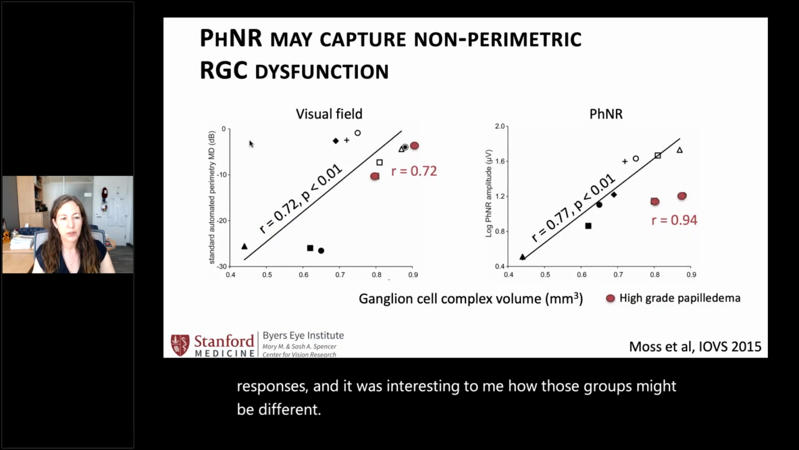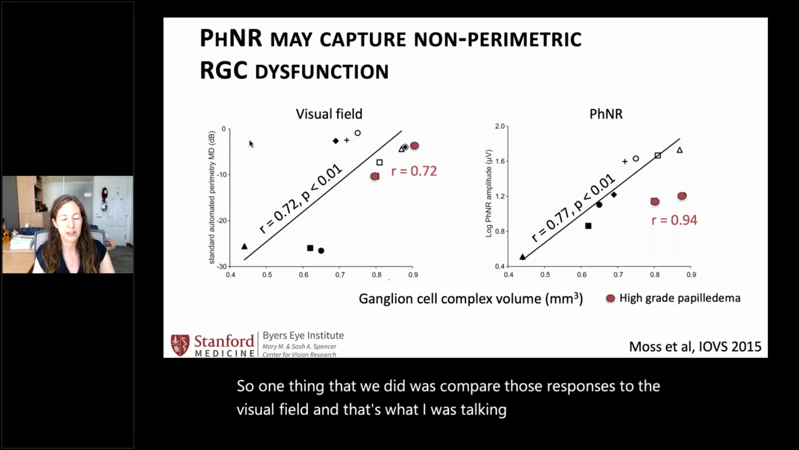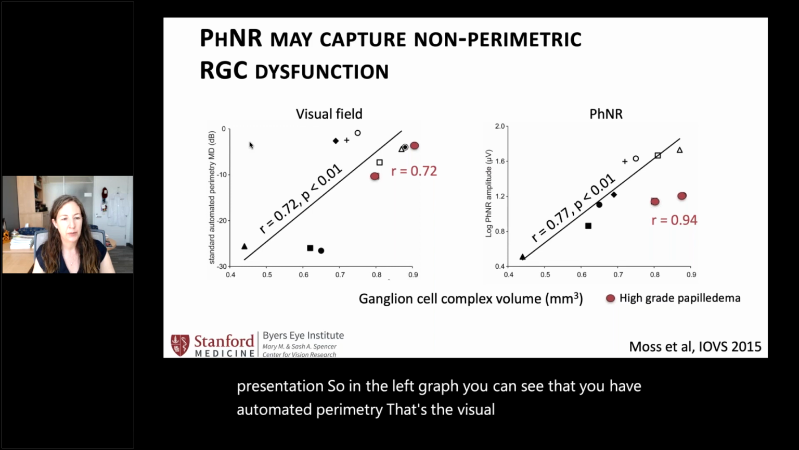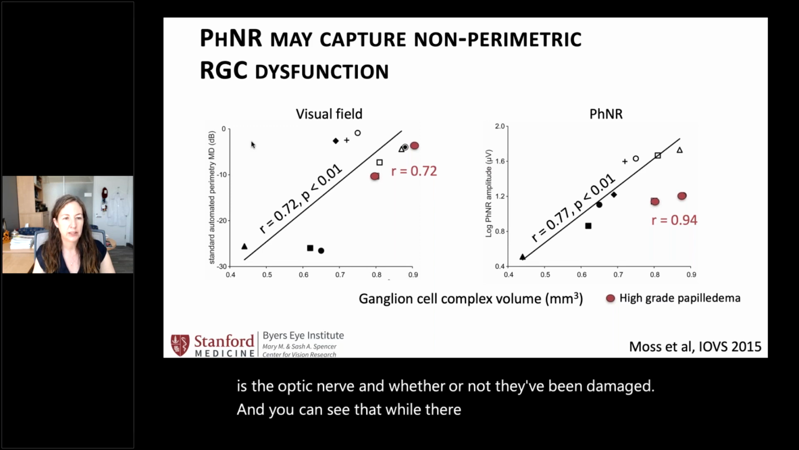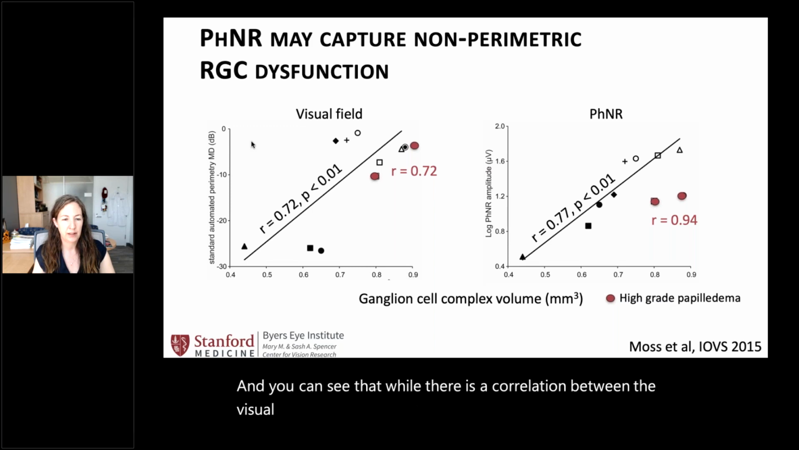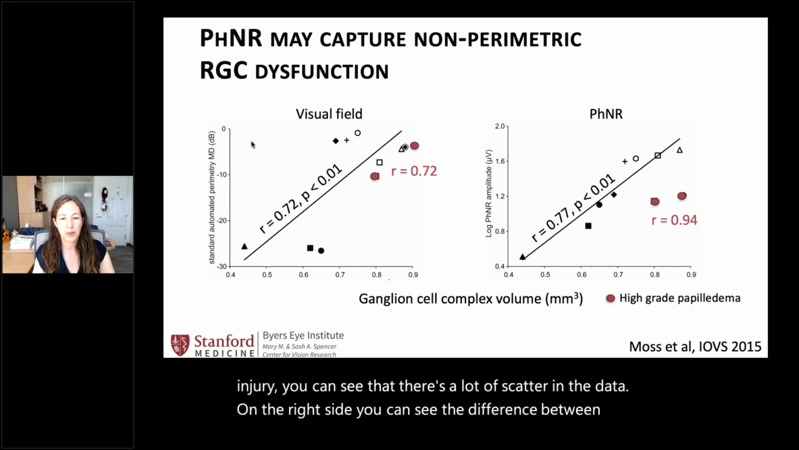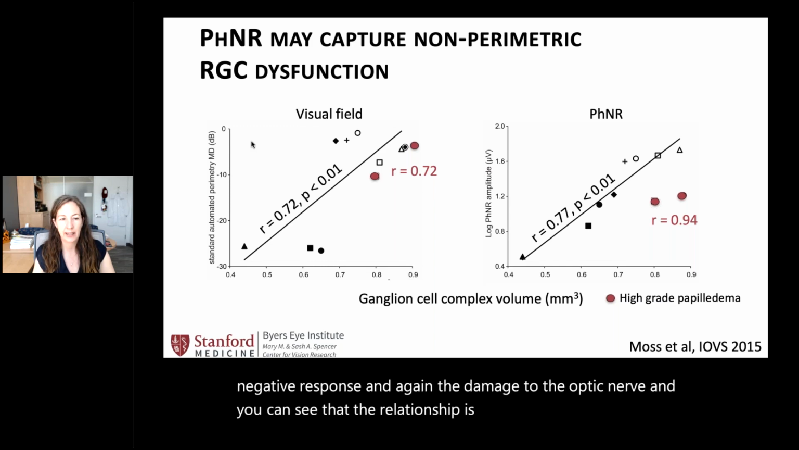So one thing that we did was compare those responses to the visual field, and that's what I was talking about earlier in this presentation. So in the left graph, you can see that you have automated perimetry, that's the visual field. And on the bottom, we have a measure of the structure of the retinal ganglion cells, which is the optic nerve, and whether or not they've been damaged. And you can see that while there is a correlation between the visual field and the retinal ganglion cell complex or optic nerve injury, you can see that there's a lot of scatter in the data. On the right side, you can see the difference between the photopic negative response and, again, the damage to the optic nerve, and you can see that the relationship is much more linear without outliers.